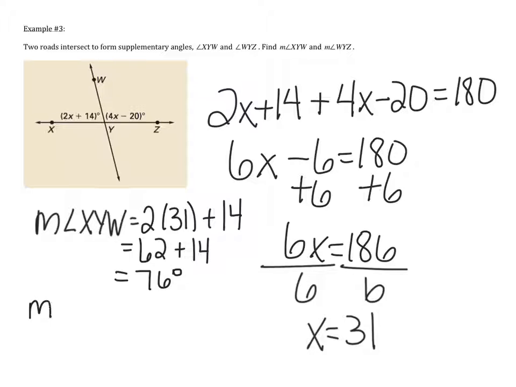For the measure of angle WYZ, we can do a shortcut. Since we know the two angles are supplementary, we can simply just take 180 minus our previous answer of 76 to get our final answer. So the measure of angle WYZ would be 104. We can verify that by taking our x equals 31, substituting it into our expression for the second angle, 4x minus 20, and we would still get 104.